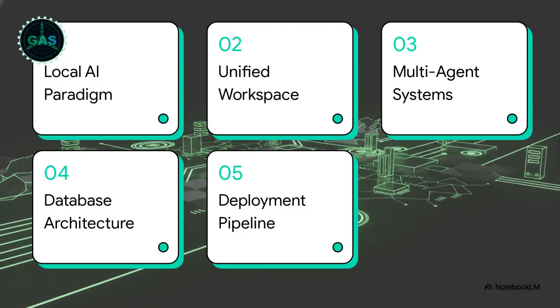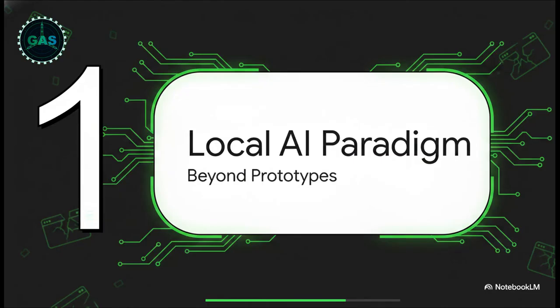To get there successfully, we're going to follow a rigorous architectural roadmap. We'll start by defining the local AI paradigm, move into establishing a unified workspace, explore multi-agent systems, set up our database architecture, and finally lock in the deployment pipeline. Let's dive right into Phase 1, the local AI paradigm, moving beyond prototypes.